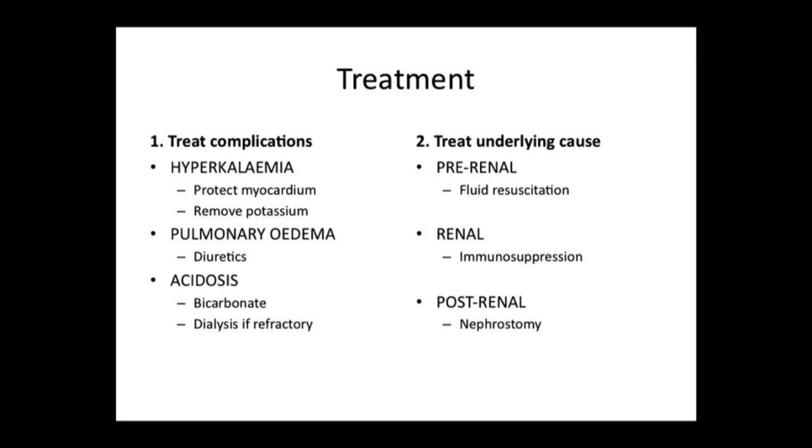And then post-renal, if there's an obstruction, you relieve that obstruction. So if someone had an enlarged prostate, you'd pass a catheter to relieve the obstruction. But if, for example, they had a massive stone, then you might have to put a tube above that stone to relieve the pressure. And that is called a nephrostomy.